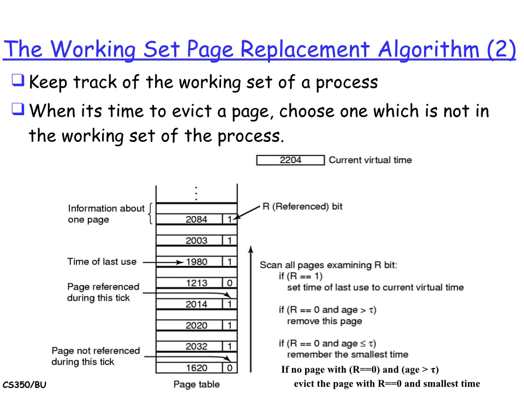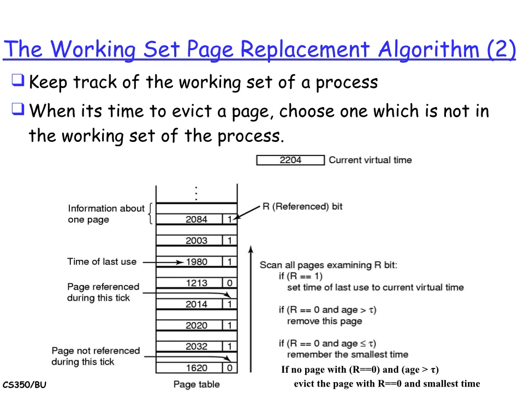We examine every page. If the reference bit is set, then we set the time of use to the current virtual time. If not, we examine if it's older than the threshold or younger than the threshold. If it's older than the threshold, then the page would certainly be evicted. If not, it may be evicted depending upon whether it has the smallest age.